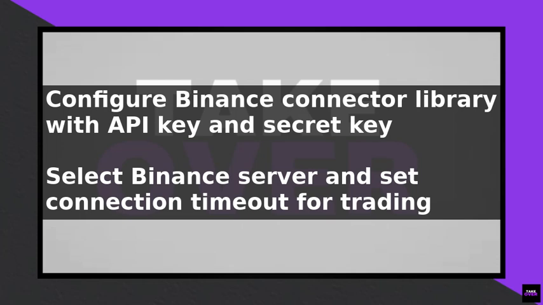In conclusion, connecting MetaTrader 5 to Binance requires creating a Binance account and enabling the API functionality, installing the Binance connector library, and configuring the library to connect to your Binance account. By following these steps, you can use MetaTrader 5 to trade on your Binance account and take advantage of the platform's advanced trading features.